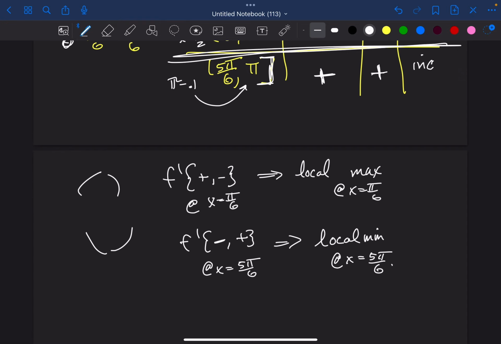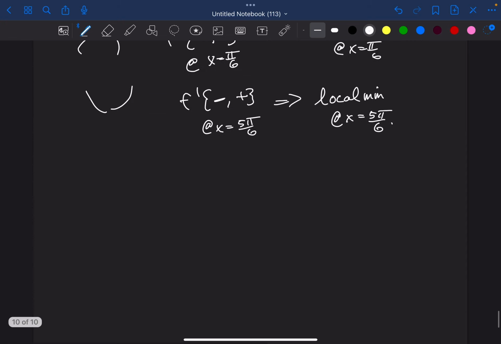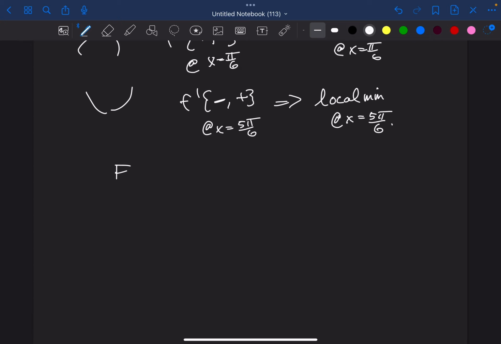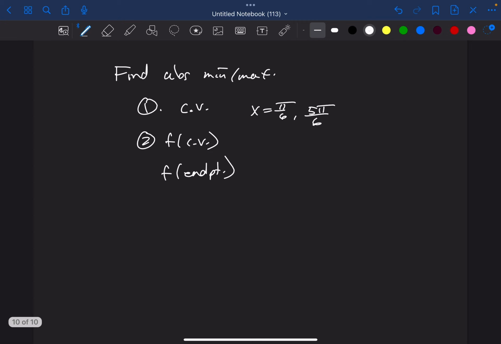Okay. So now let's go check some endpoints. So here's what we have to do. Remember, to find the absolute min-max, step 1, we take our critical values, which we have, which are pi over 6 and 5 pi over 6. Step 2, we take f of our critical values and f of our endpoints. And then step 3 is to compare those.